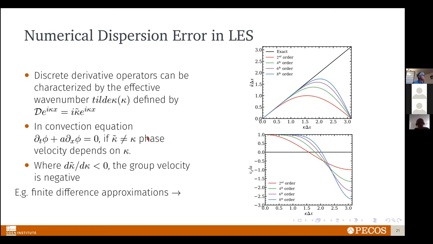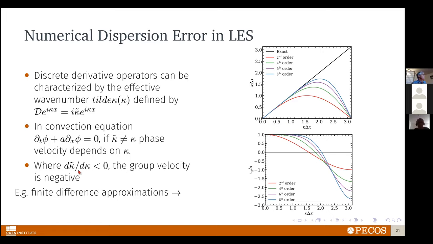Now, this is just to set our nomenclature and our thinking about this. So we apply this in the context of a simple convection equation. If kappa tilde is not equal to kappa, then the phase velocity of the wave will depend on kappa. And of course, this is what's known as dispersion. That's why we're calling it dispersion error. And we see that of course is going to happen in spades when we get into higher wave numbers.